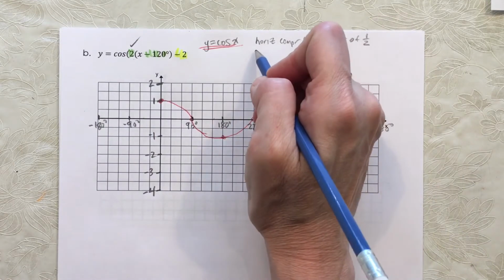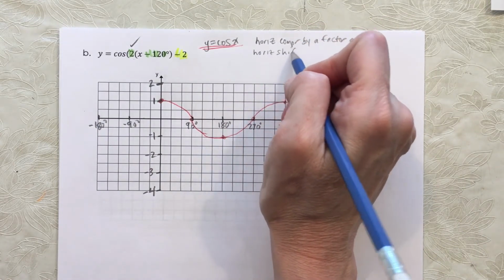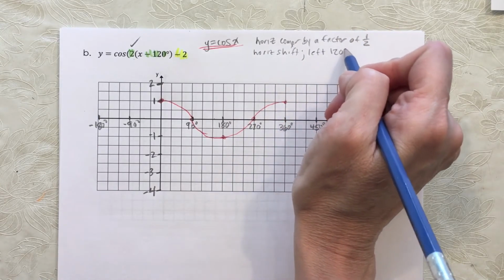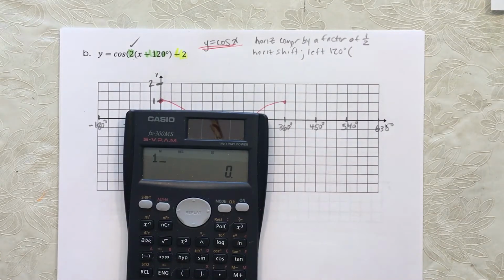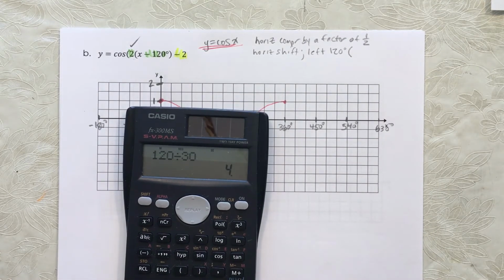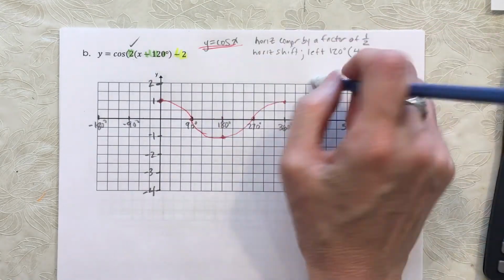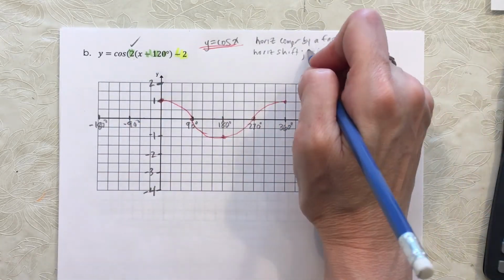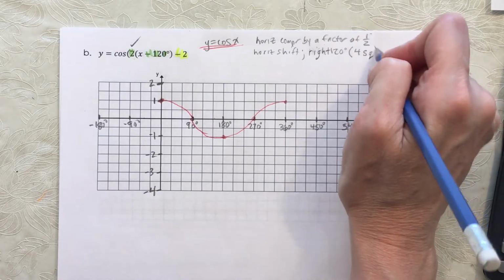Minus 120 is a horizontal shift left 120 degrees, and then if each square is worth 30, 120 divided by 30 is 4, so that's 4 squares. Sorry, it's right, my bad here. That's a minus sign, so it's right 120 degrees, which is right 4 squares.